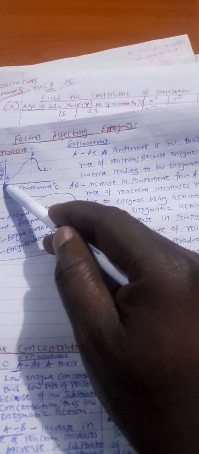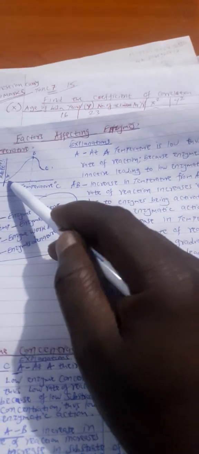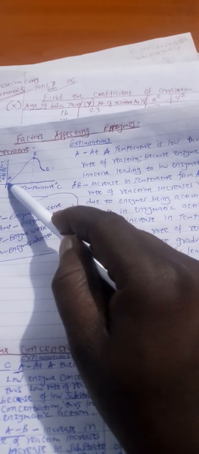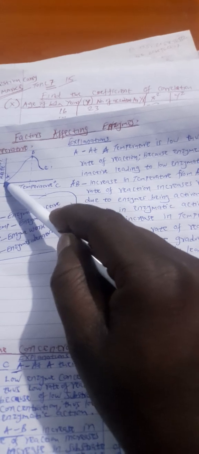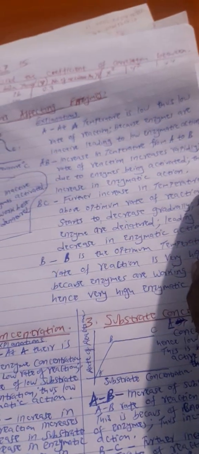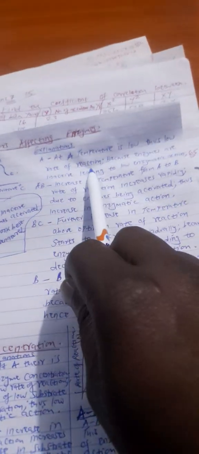And this is because enzymes, at low temperature, are inactive. Because of the inactive nature of the enzymes, the enzymatic action will also be low. We have said that at A, the temperature is low, thus low rate of reaction. You get a mark because enzymes are inactive, which leads to low enzymatic action.